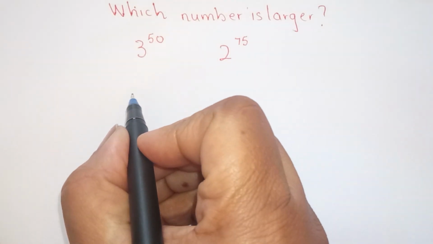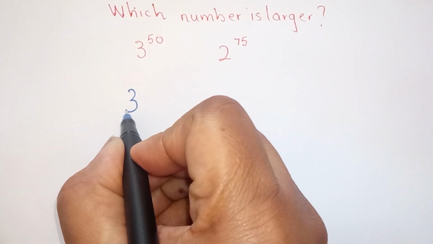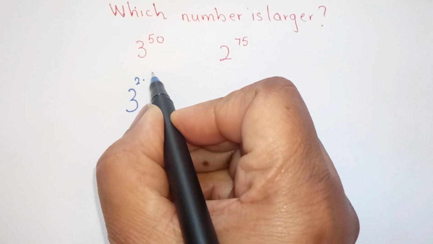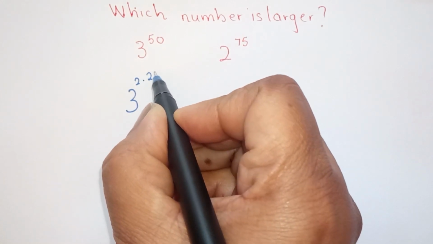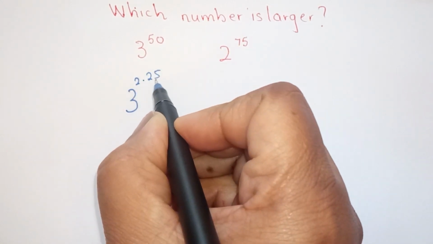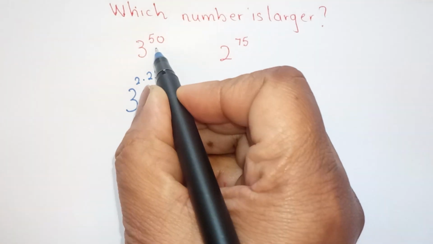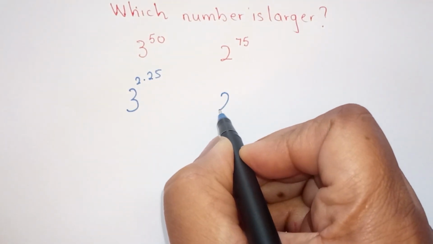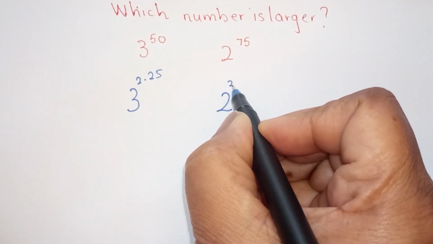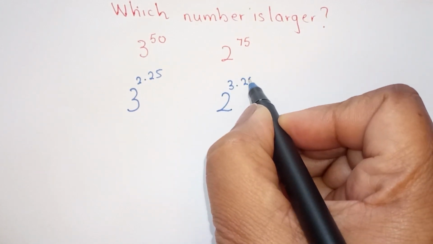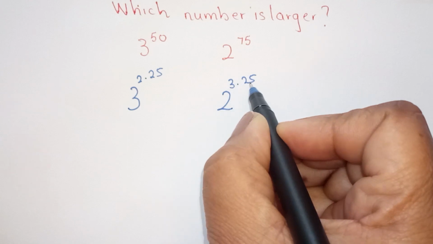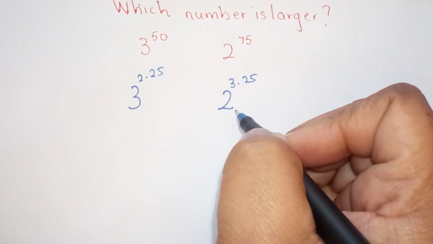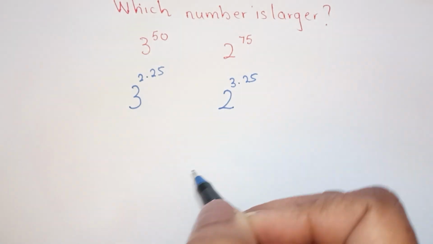So we write a 3 and here we write 2 by 25. So 2 multiplied by 25 is 50. And here we say 3 by 25. So 3 multiplied by 25 is 75. Okay. Now we're going to write them.